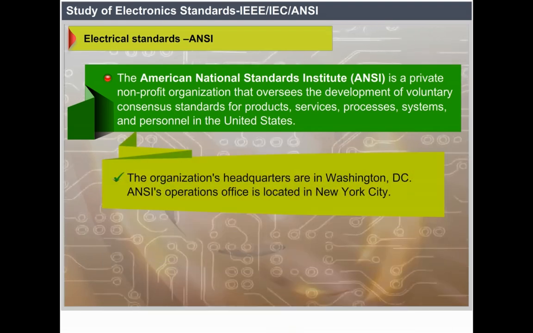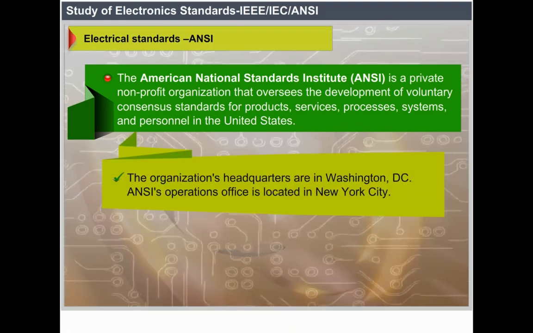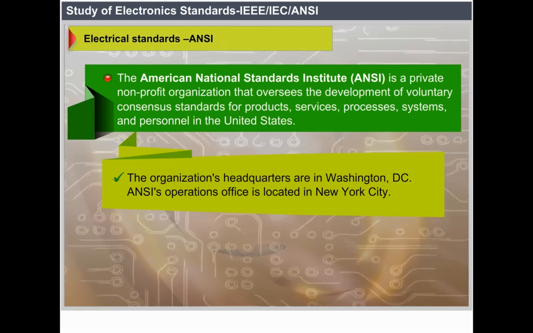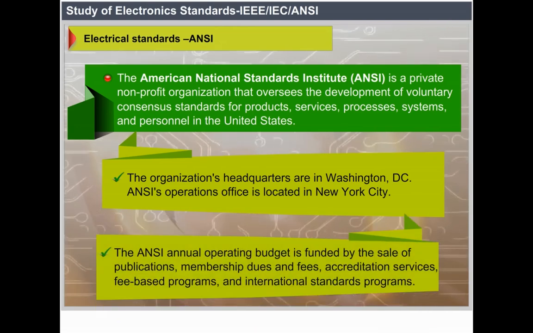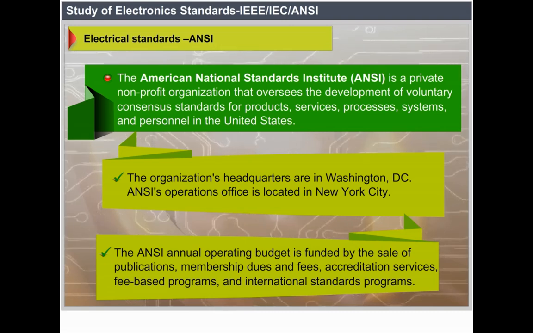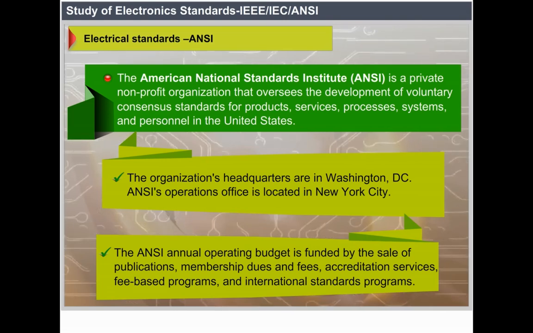The organization's headquarters are in Washington, D.C. The ANSI Operations Office is located in New York City. The ANSI annual operating budget is funded by the sale of publications, membership dues and fees, accreditation services, fee-based programs, and international standards programs.